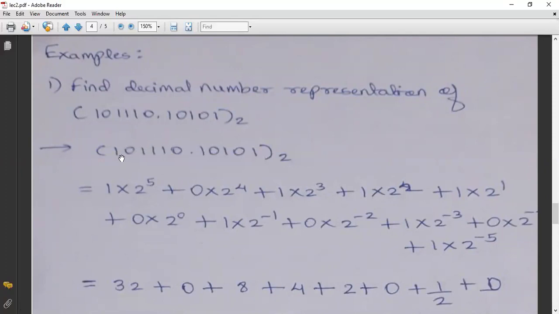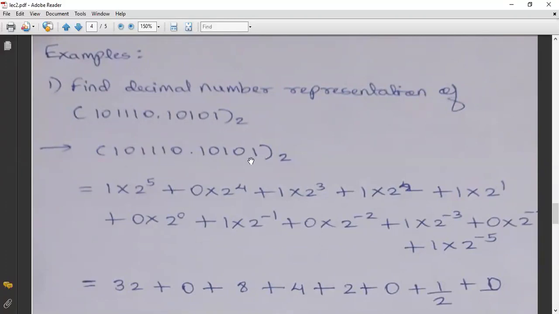So let us start. First, we will take this 1. So 1 into 2 raised to 5, because r is here 2 now. So 1 into 2 raised to 5 plus 0 into 2 raised to 4 plus 1 into 2 raised to 3 plus 1 into 2 raised to 2 plus 1 into 2 raised to 1 plus 0 into 2 raised to 0.